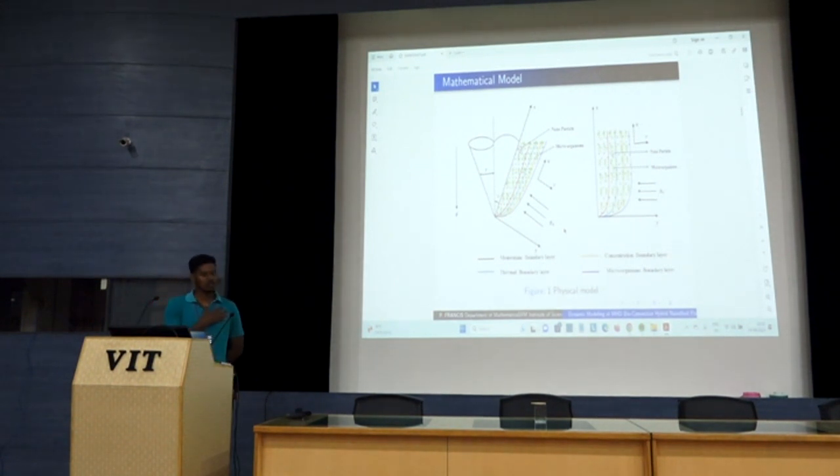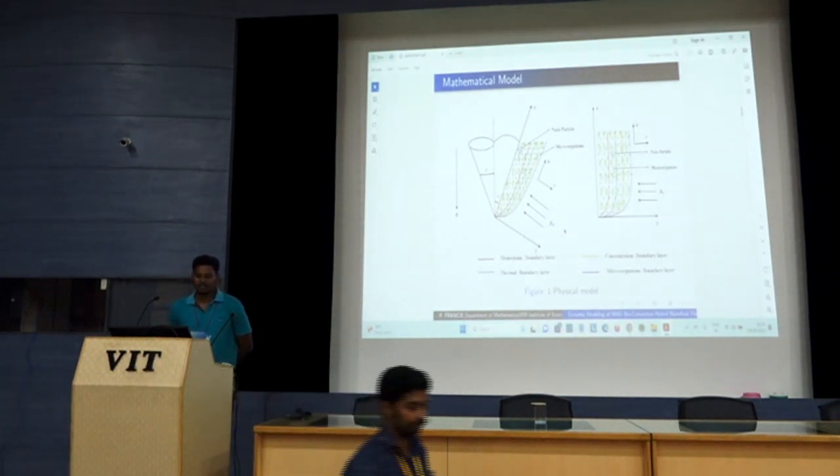So this is our geometry. Here omega is the half angle of the cone and r is the radius of the cone. And B naught is the MHD, which is nothing but a magnetic field. I will explain later why I am using a magnetic field in this model. Next, in this model I am adding nanoparticles. I am using a hybrid nanofluid, combining two particles into one base fluid.